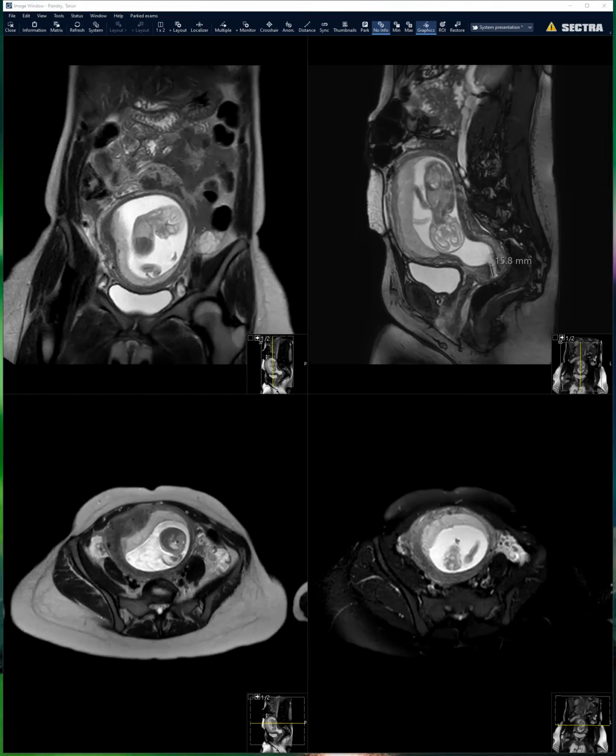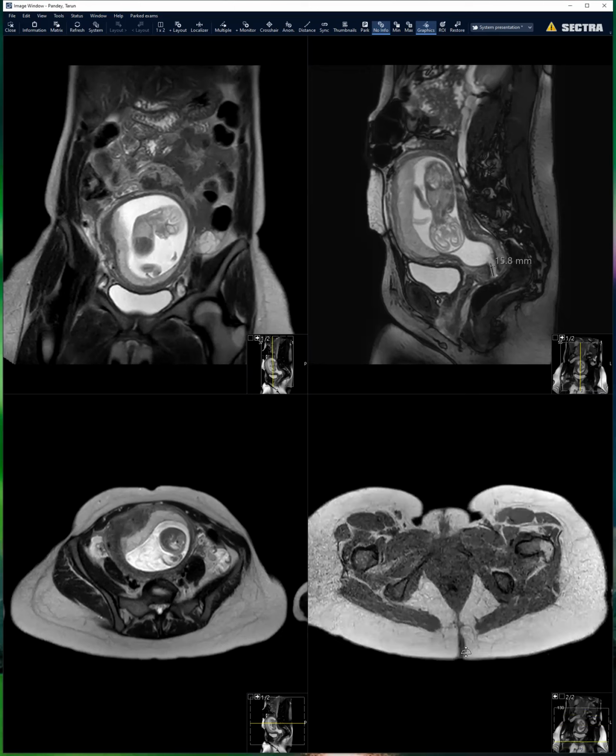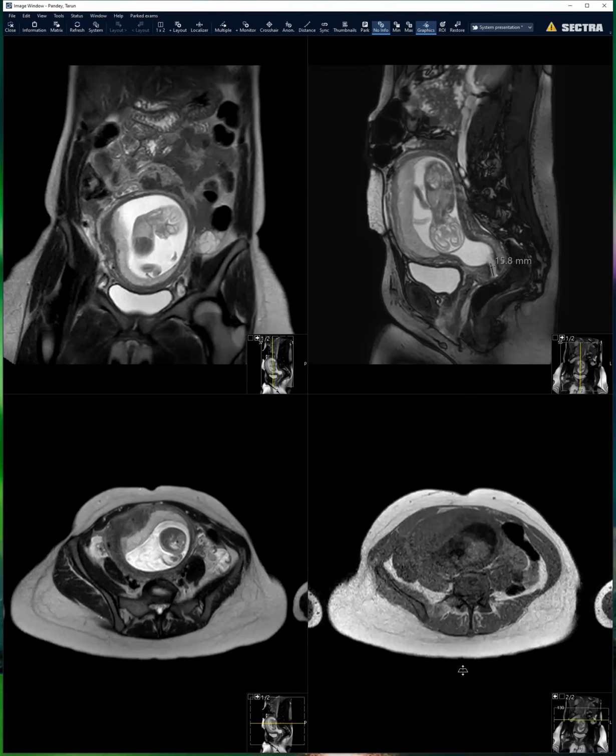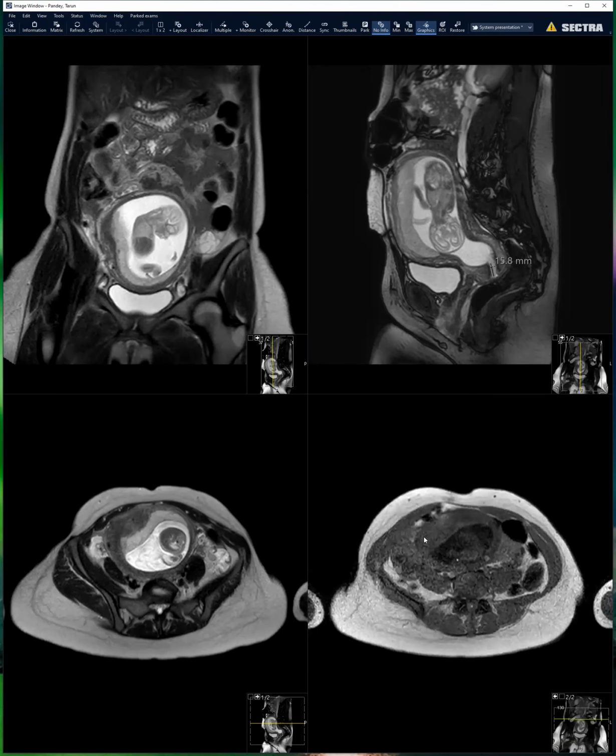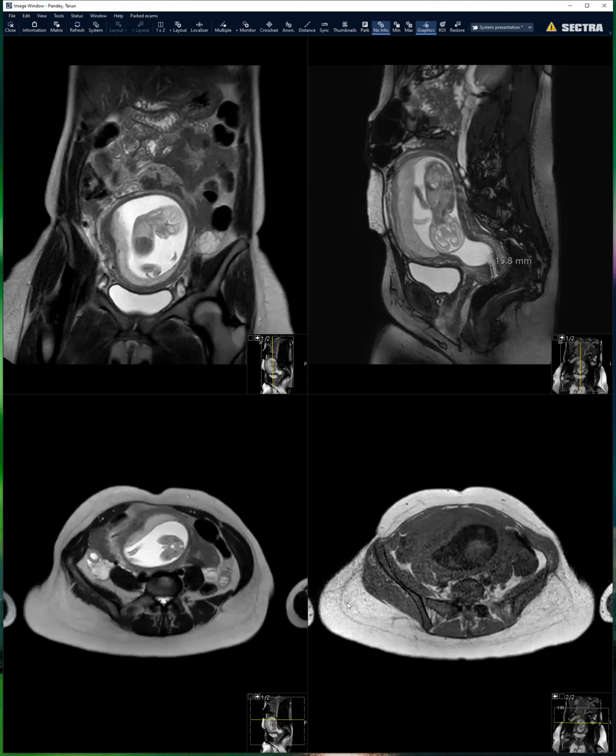I just have, let me pull up this, but that's a diffusion. Let's see. I have a T1, which still looks kind of thick. Still the same. Yeah. Okay.